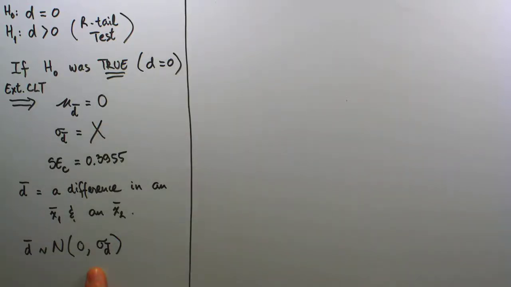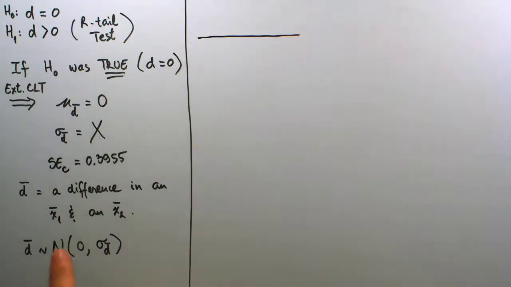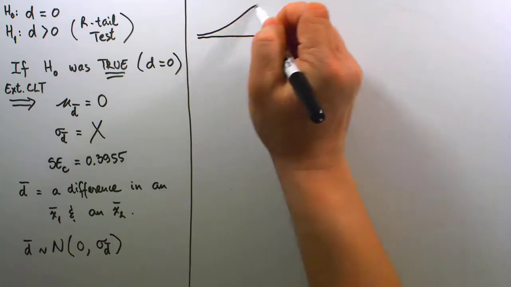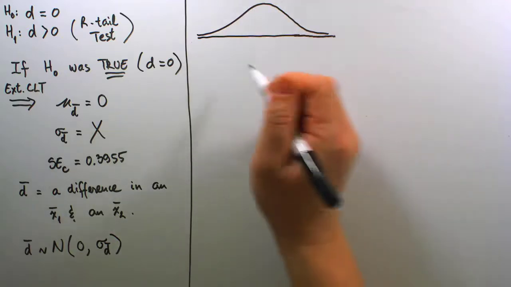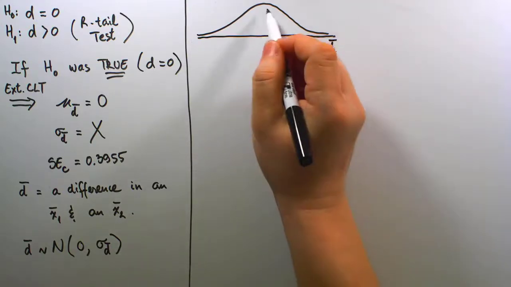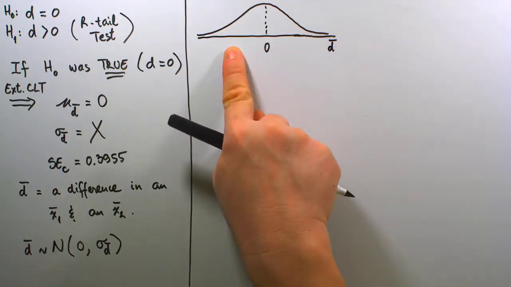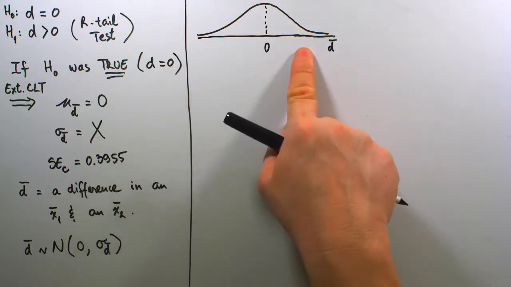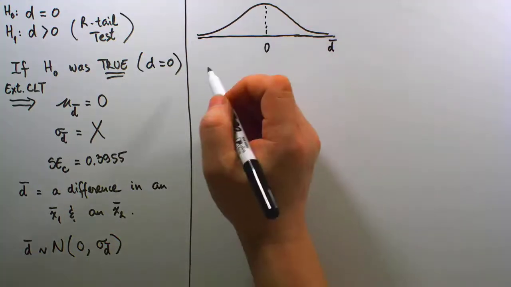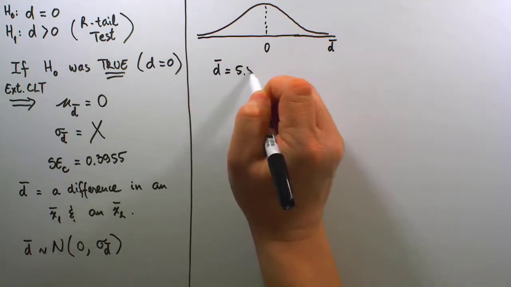But now once we know that important fact, we are quite sure that any sampling difference in an x bar 1 value and an x bar 2 value can be found on a bell curve. This horizontal line represents all values low to high of our d bar, where the center of this bell curve is at 0. We can have some negative difference indicating that sample x bar 1 is less than sample x bar 2, or a positive difference where sample x bar 1 is above sample x bar 2. Now our sample that we currently have in hand, d equals 5.5.